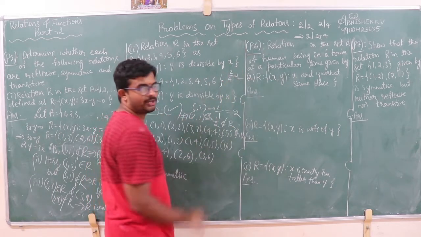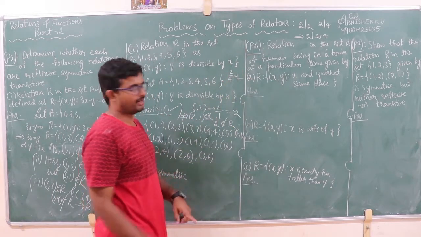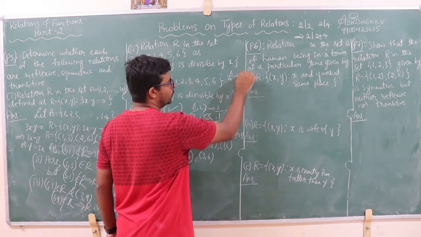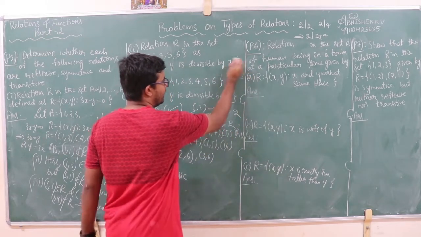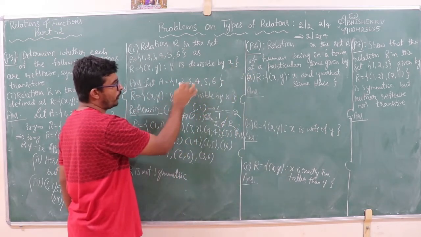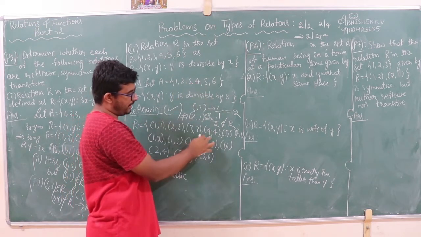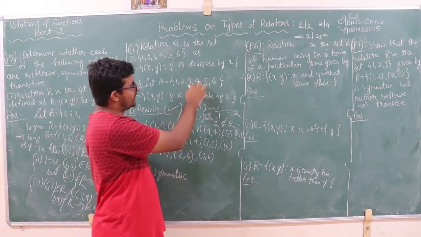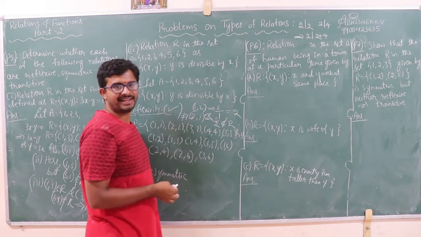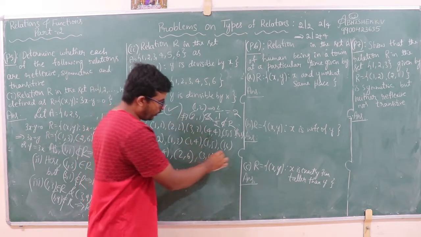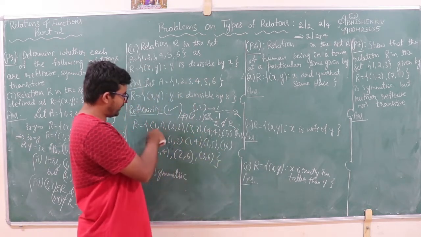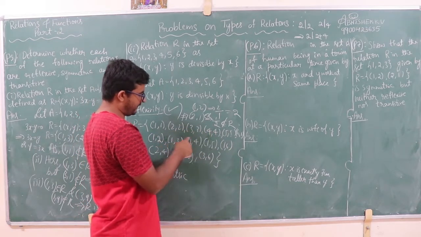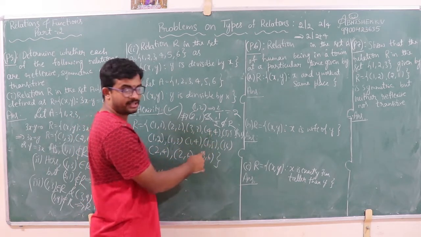Again we are getting 1 comma 2. We should get a whole number. Therefore 1 is not divisible by 2. This does not belong to the relation. Yes. Then 4 and 3 not possible. 4 and 4 we already wrote down. 4 and 5 not possible. 4 and 6 again we are getting a real number. So these are the only ordered pairs. Totally 1, 2, 3, 4, 5, 6, 7, 8, 9, 10, 11, 12, 13.